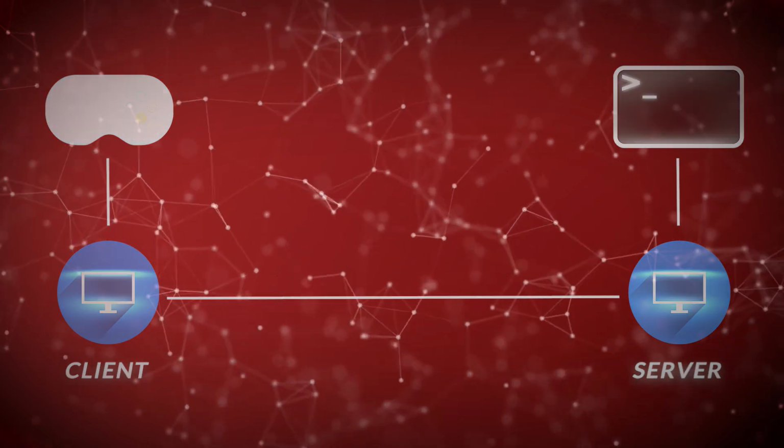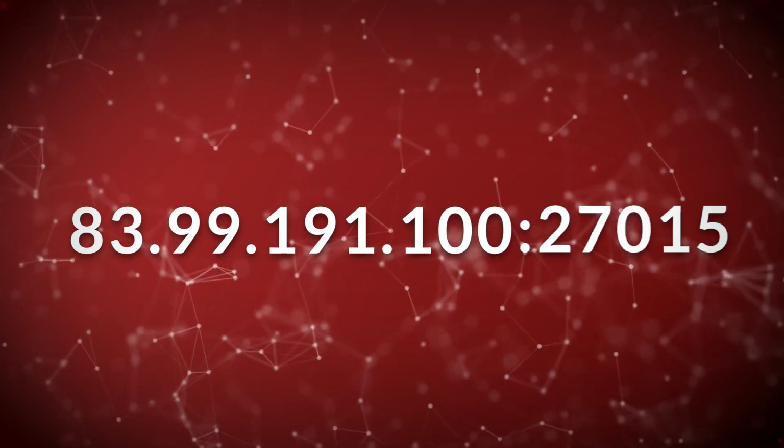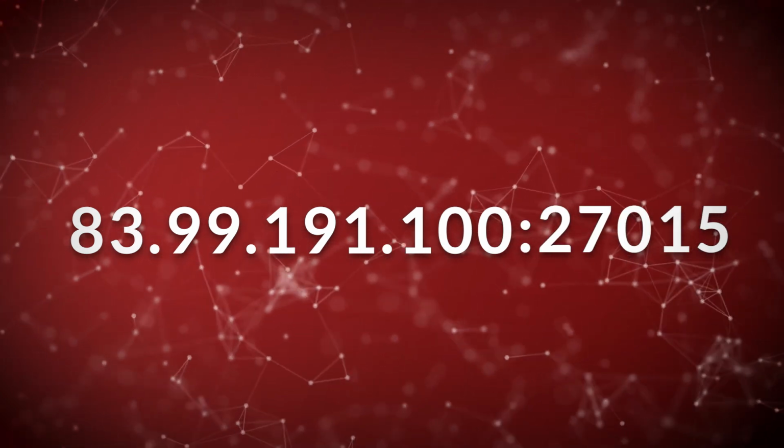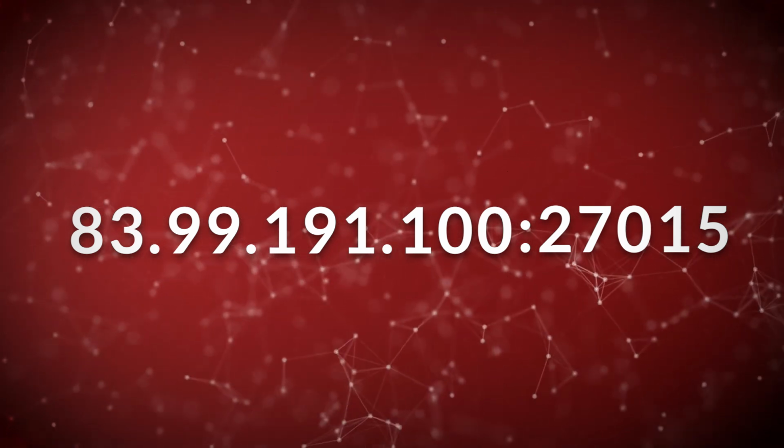Such an address of a running application on a computer is called a port, and it's written at the end of the IP address after the colon. The combination of IP address and port is called a socket.